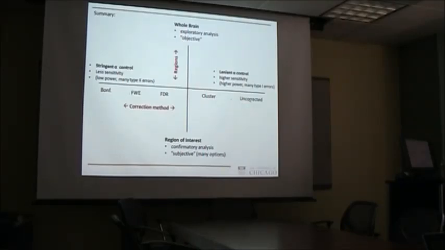If you're more lenient and use an uncorrected threshold, you get the opposite. Higher sensitivity. If something is active, you will more often pick that up, and you have higher power, but you also more often declare something significant that's actually not.